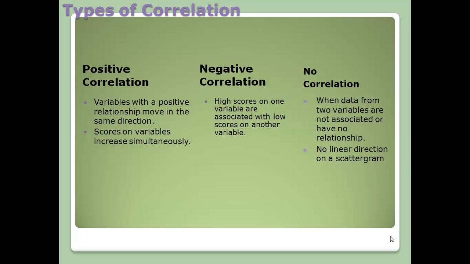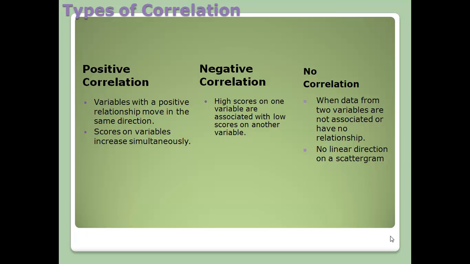Now, positive correlation, the variables move in the same direction pretty much at the same time. You might have a little bit of variance, but you can really see where they're going to be in a band. And they increase simultaneously, so at the same rate, at the same time, pretty much on the same items.